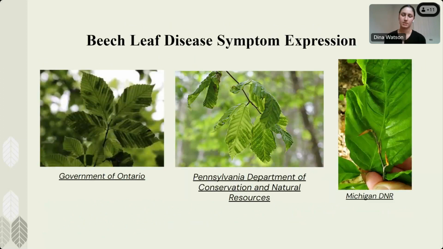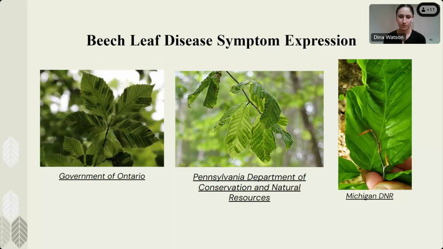Beech leaf disease is expressed in very easily visually identifiable symptoms. The three main symptom expressions are interveinal banding, which is shown on this image on the left. You can see that there's a darkening between the veins of the leaves, which can be easily identified when looking up at the canopy and up at the light, and that is a clear indication that the tree is infected with beech leaf disease.